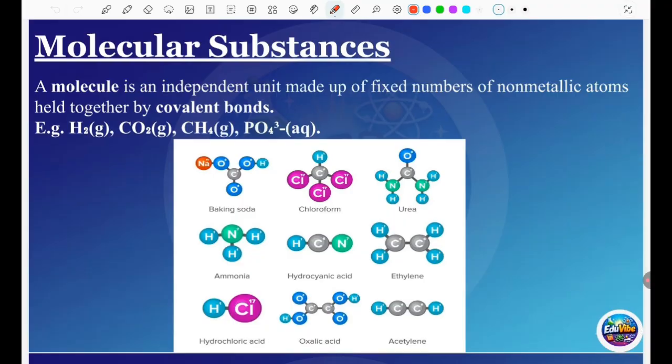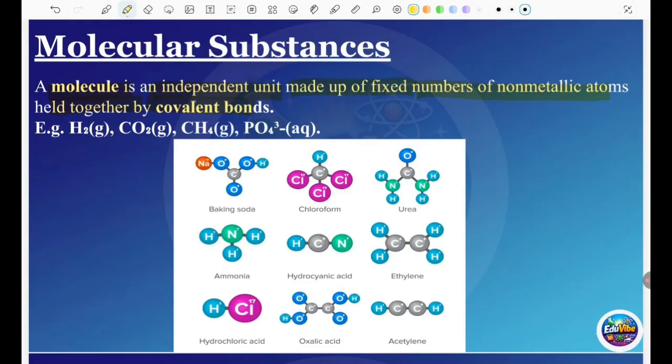A very simple definition: a molecule is an independent unit made of a fixed number of non-metallic atoms held together by covalent bonds. As I told you, molecular substances are closely related to covalent bonds. In the next lesson, we will discuss covalent bonding. To make this topic clearer, you have to know how we can name or write molecular substances.